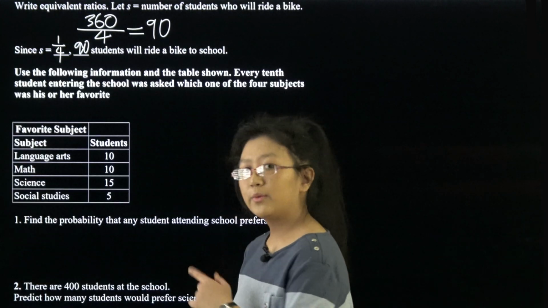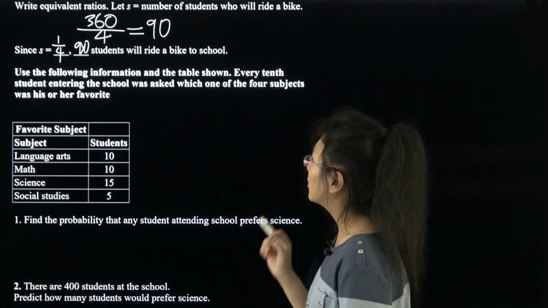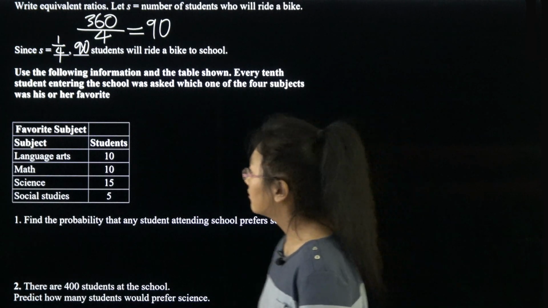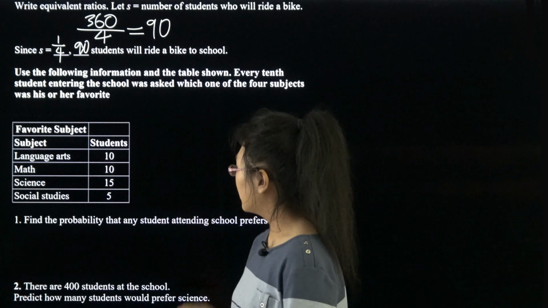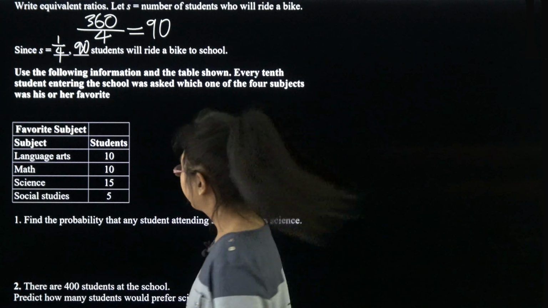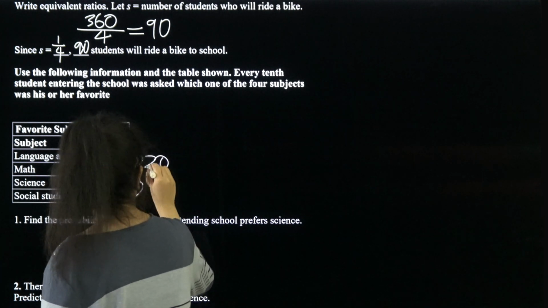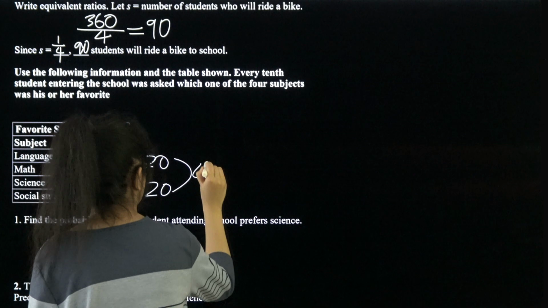Now, use the following information and the table shown. Every 10th student entering the school was asked which one of the 4 subjects was his or her favorite. So, how many students were surveyed? Well, there's 10 plus 10, that's 20, and 15 plus 5 is also 20, and 20 plus 20 is 40.